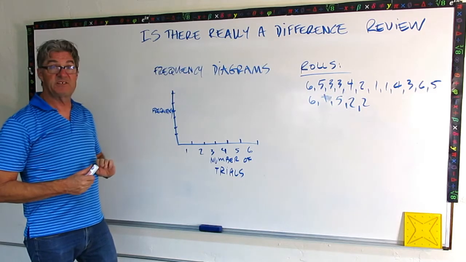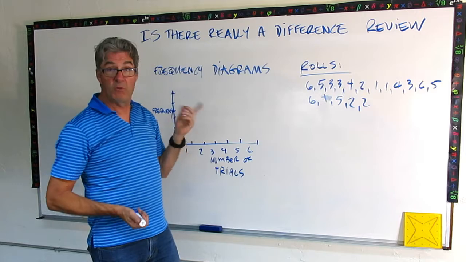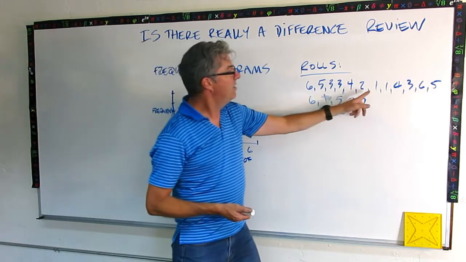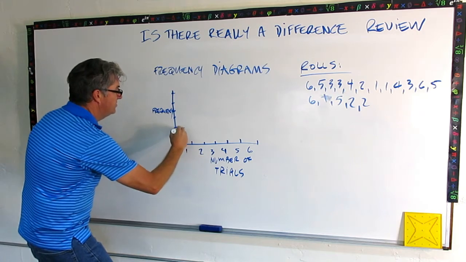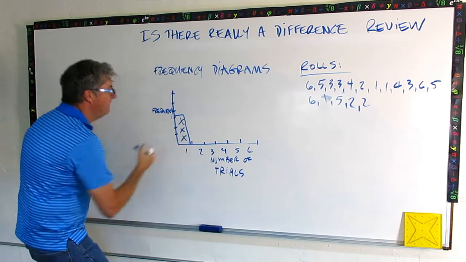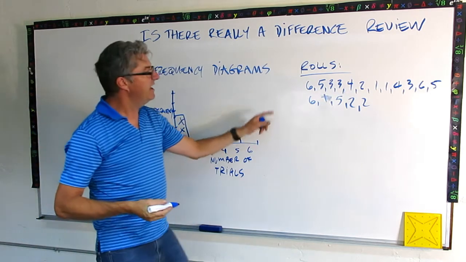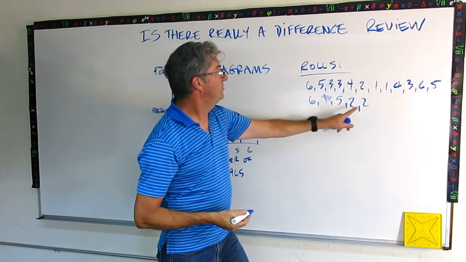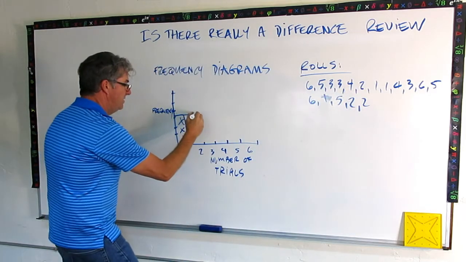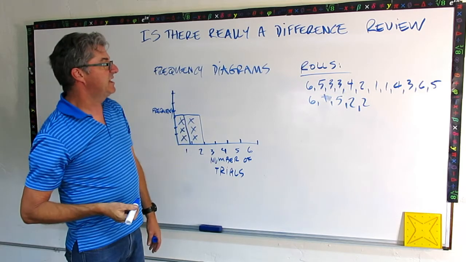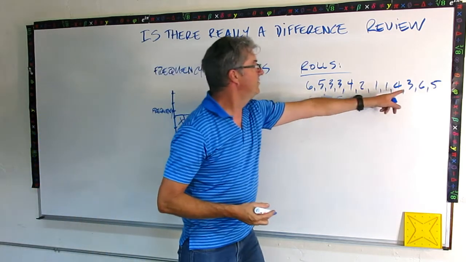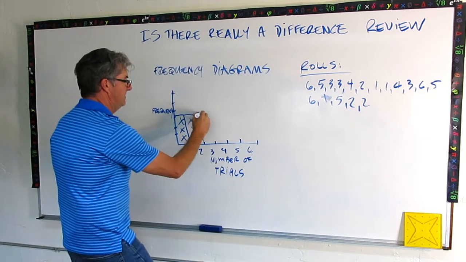So let's populate this diagram. I'm going to start with the 1s. How many 1s did I get? I got 1, 2, 3 1s. So that would be 1, 2, 3. So that's my bar for 1s. How many 2s did I get? 1, 2. I got 3 2s as well. So there's my 3 2s. How many 3s did I get? Looks like I got 1, 2, 3 3s.